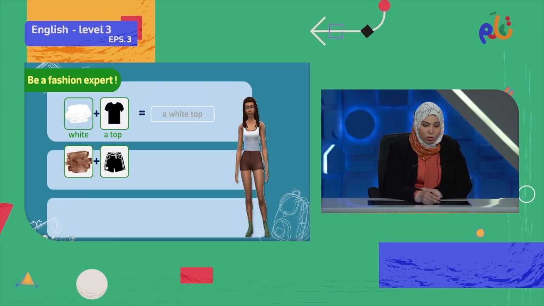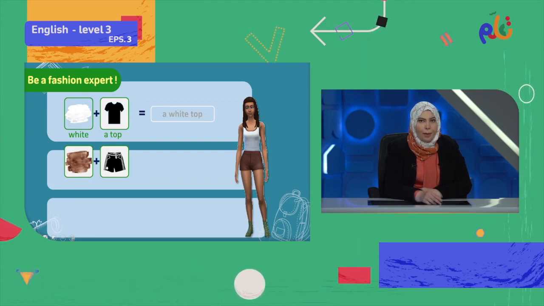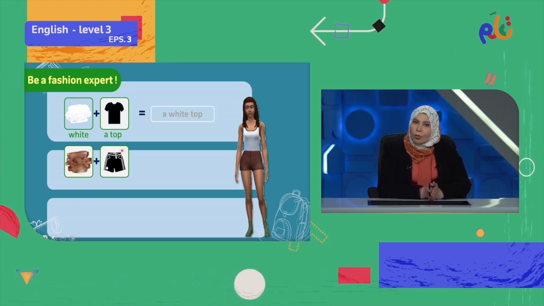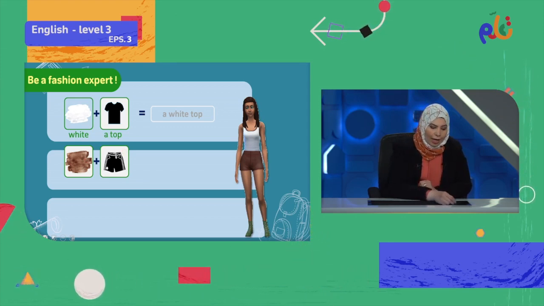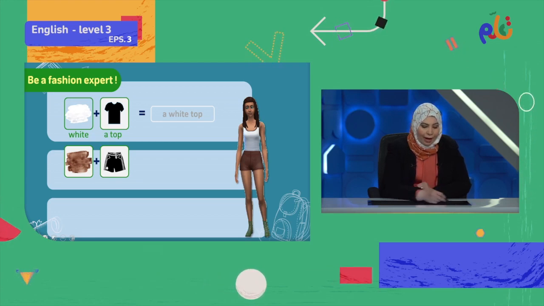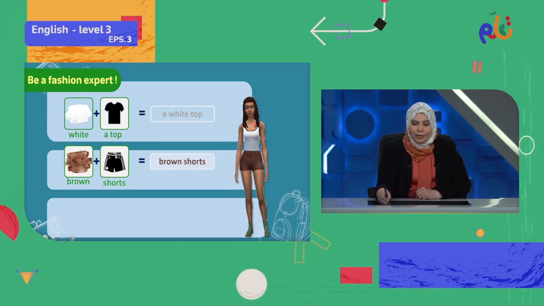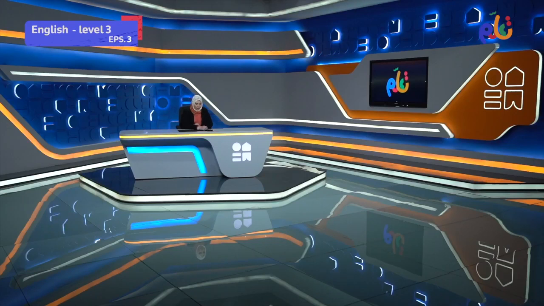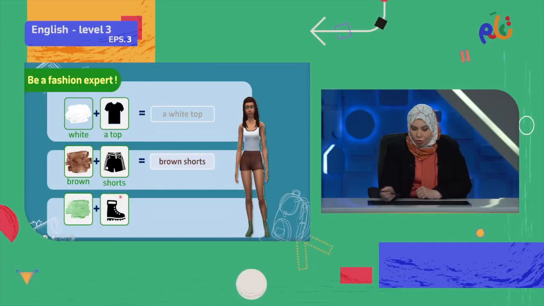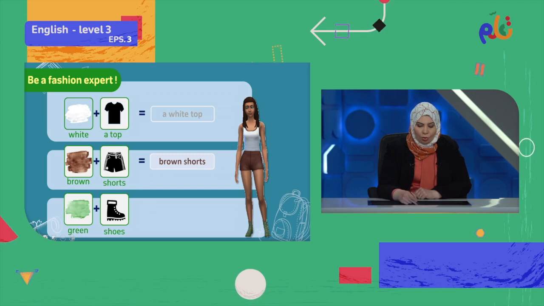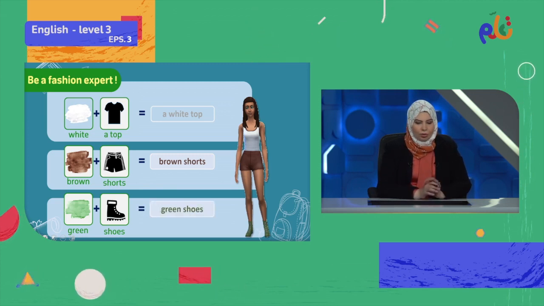And she's also wearing, what color is this? Brown. And what are these? Shorts. Shorts, singular or plural? Plural. So, and she's also wearing brown shorts. So this girl is wearing a white top and brown shorts. And here we have green. What do we call these? Shoes or boots, both are fine. So in this case, plural, so green shoes without any articles or anything.